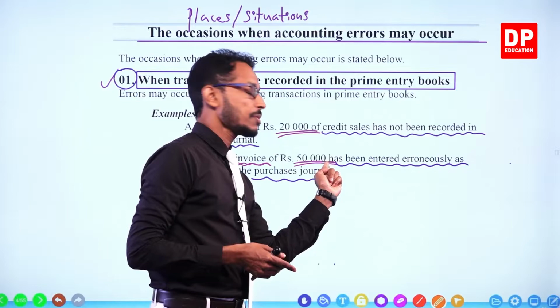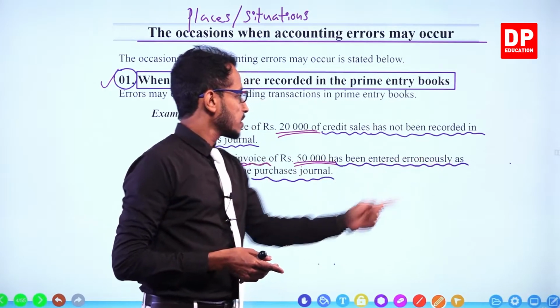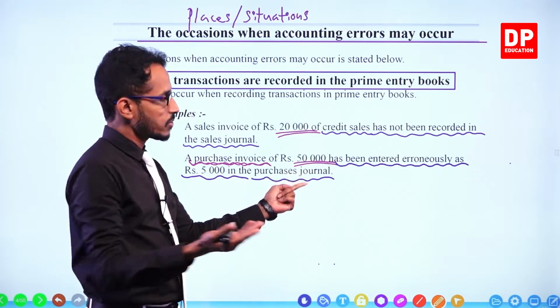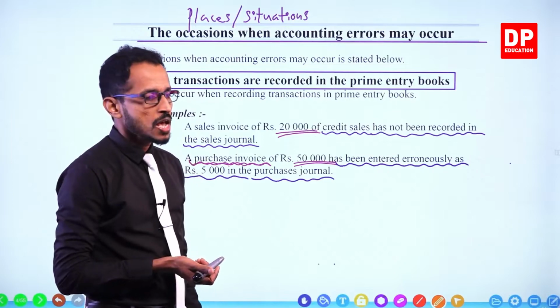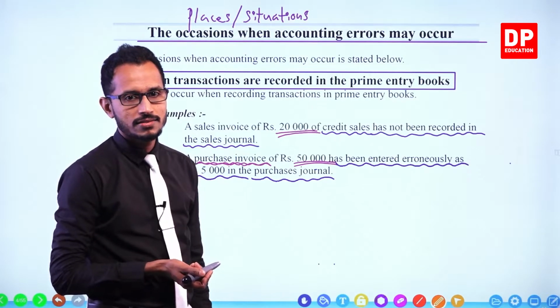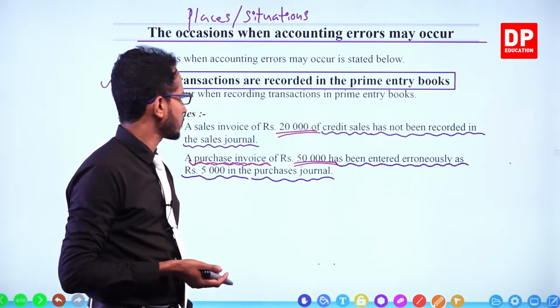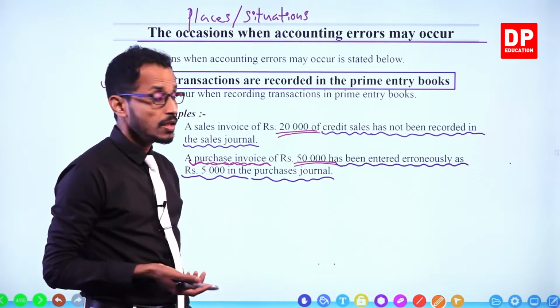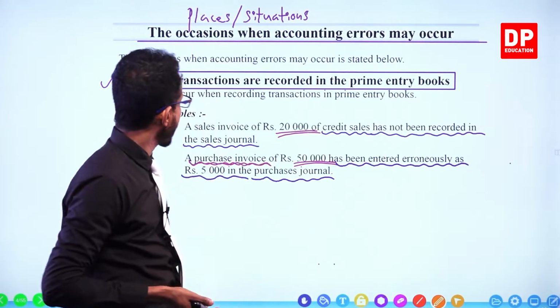Sometimes the bill gets the wrong amount recorded. Then the wrong amount is recorded in the purchase journal or the prime book. Instead of 50,000, 5,000 was entered. That is what has happened here. So these are the errors which could occur in the prime entry books.